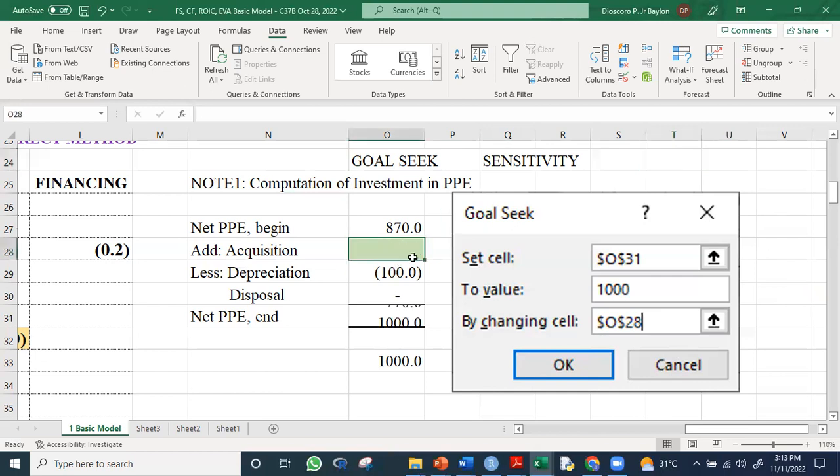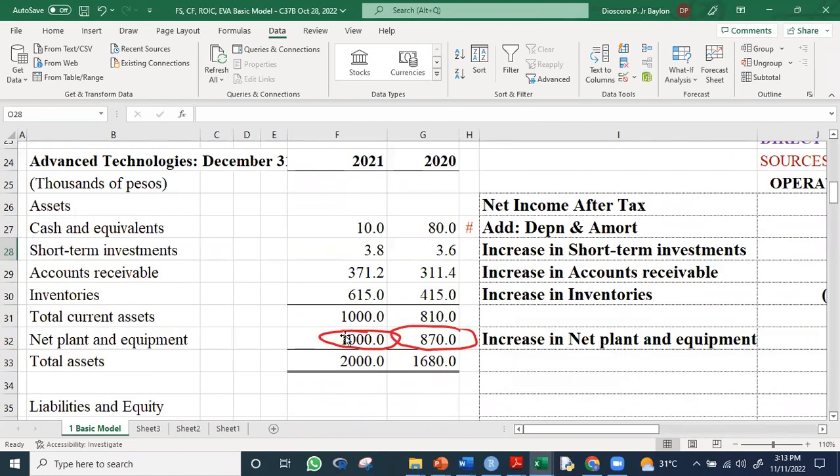Okay, so initially ito, di ba, hindi natin alam to. We don't know this. But you have to have this model already. You have your beginning balance, and then we add acquisition because it adds onto your PPE, net PPE, and then we have to subtract the depreciation, and then if there's any disposal, we have to subtract that also, and then we added all of these items here to get 770. And we know that net PPE is 1,000. How did we know that? We have the balance sheet here. This is the beginning, this is the ending.